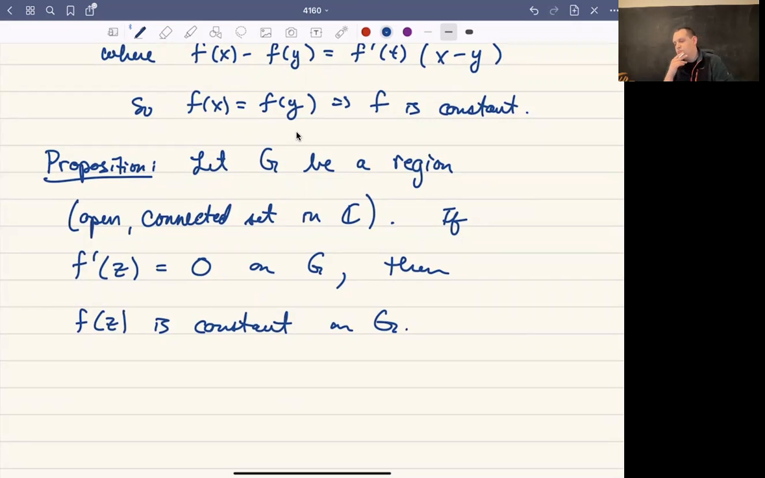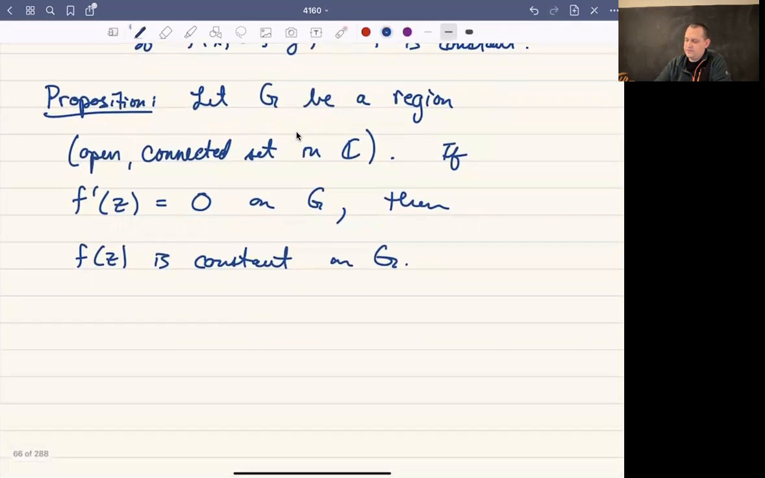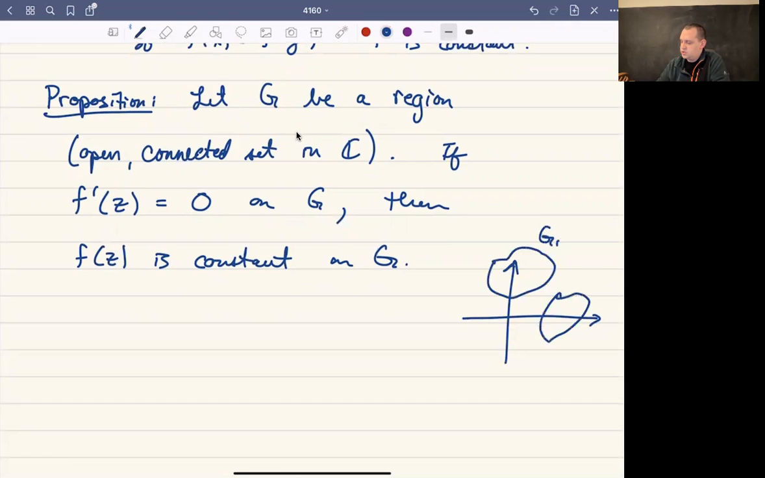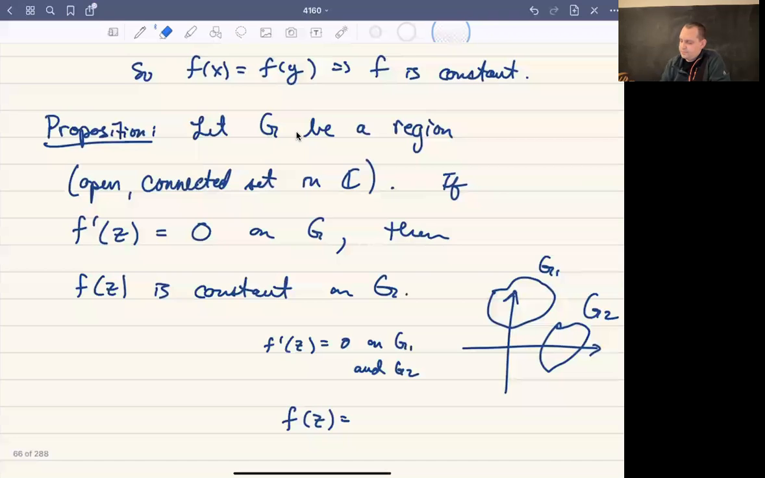Well, the reason is that, and actually something similar can happen in Calc 1. If you were to have two regions, so say you have G1 and G2. And let's say that we know that f prime of z is 0 on G1 and on G2. That does not tell you that f is a constant, because what could happen is that you could have something like, so connectedness is important.